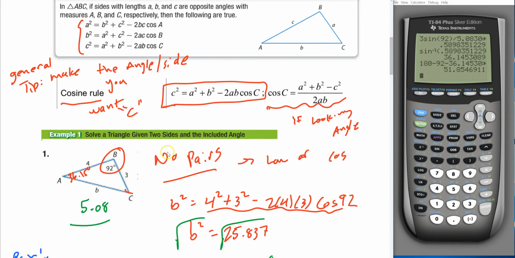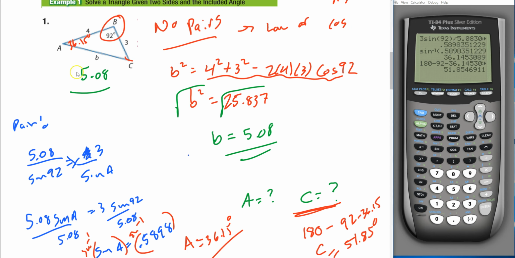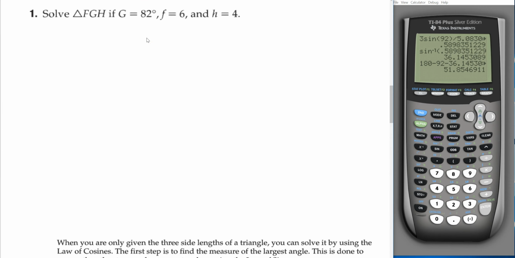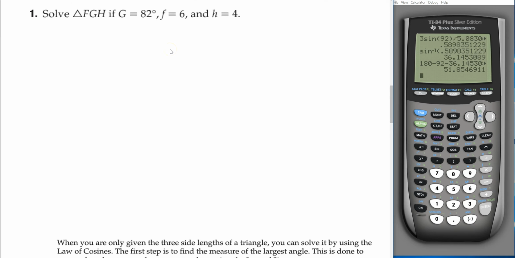Right? All I did was notice I had no pairs. So I was like, oh, gotta do law of cosines. Plugged it all in. Got my B. Once I had my B, now I had a pair, so I could use law of sines again. And once I had that, all I do is find a missing angle. This is the same one, so I'm actually gonna skip it just for the sake of it. It's doing the exact same thing again.